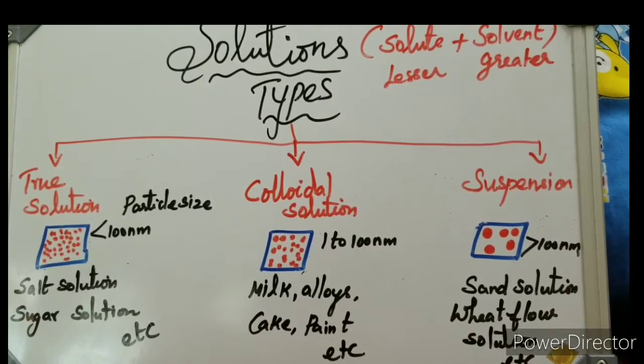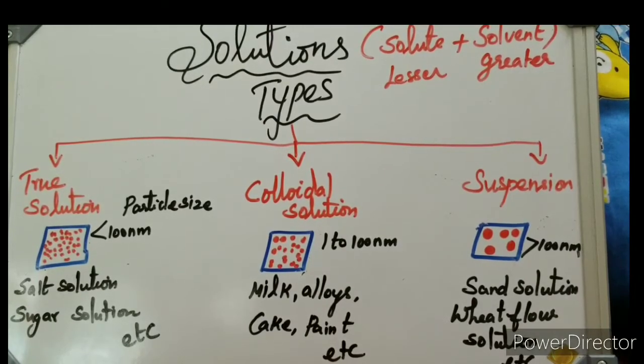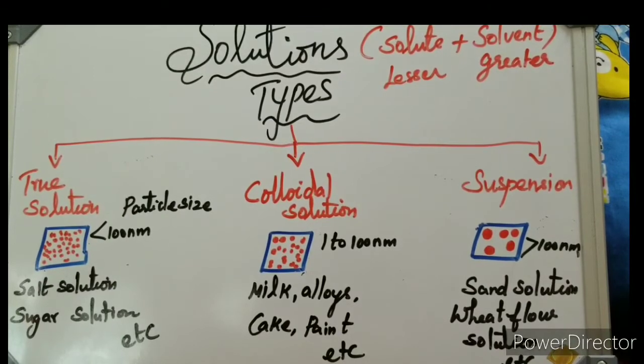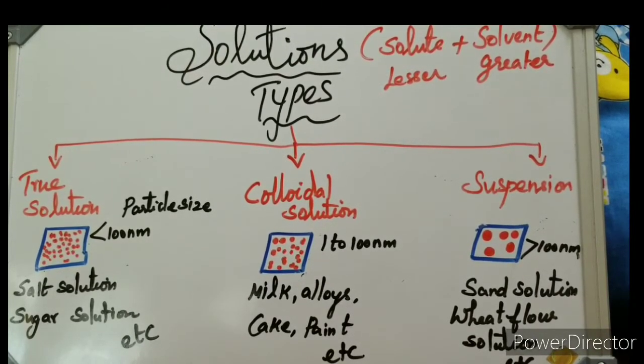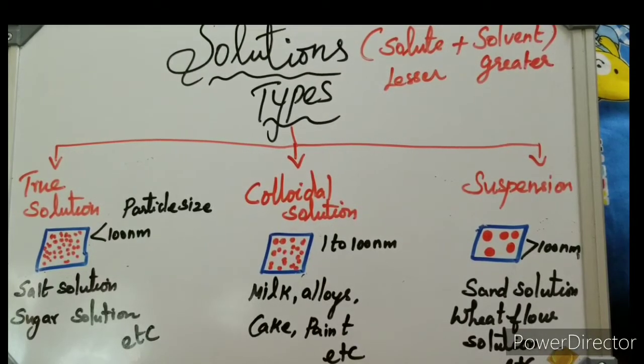Next, suspension. A very good example of a suspension is a sand solution. Take a greater amount of water, and add some amount of sand particles into the water. What will happen? The sand particles are not able to dissolve in water. First they make a turbid solution and slowly settle at the bottom. Why is it not able to dissolve in water? Because in a suspension the particle size is greater than 100 nanometer.